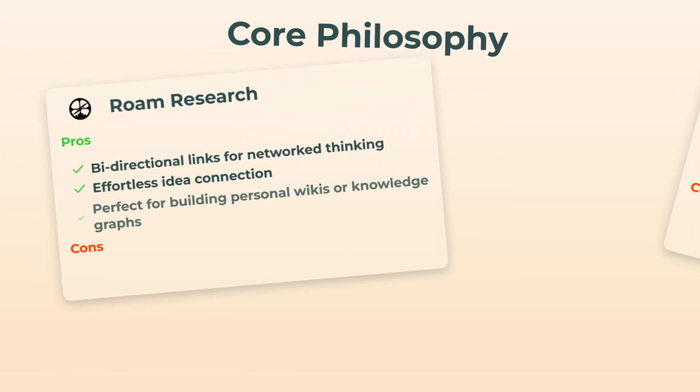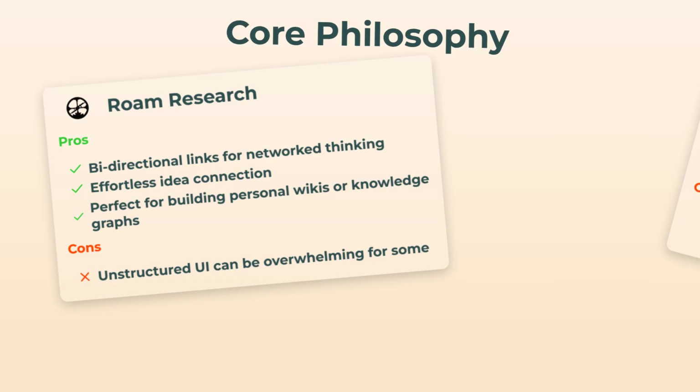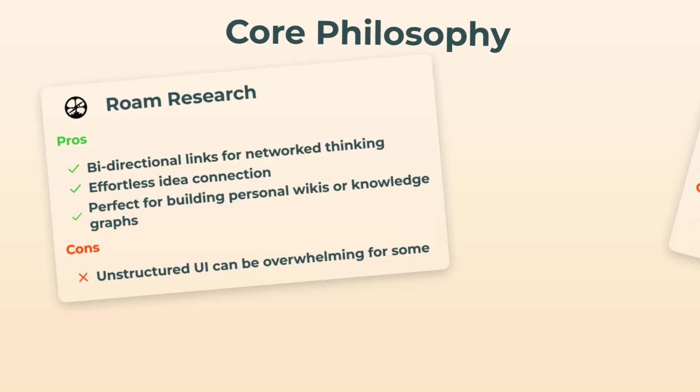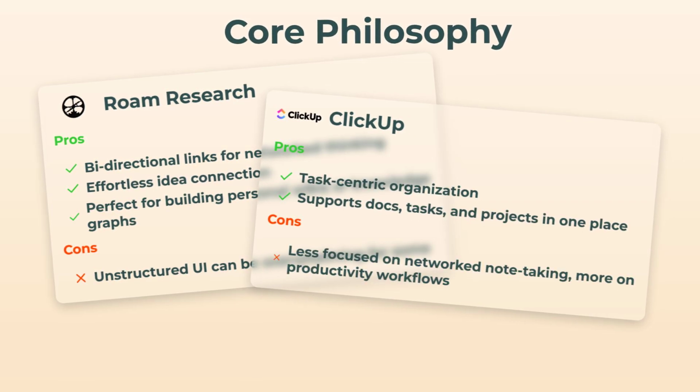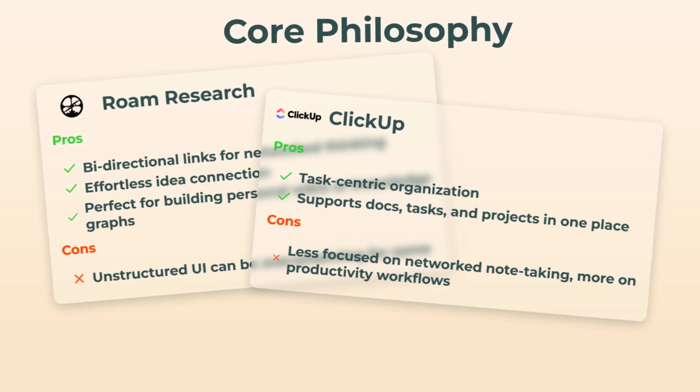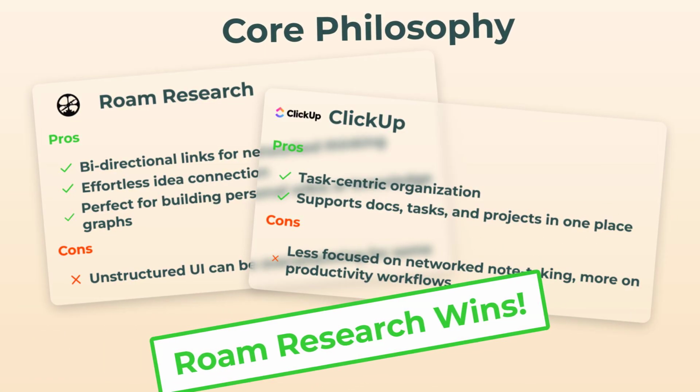Roam Research is all about connecting your thoughts. Like, you jot something down and boom, it can link to any other idea. It's honestly the playground for deep thinkers, or people building these crazy interconnected wikis. But hey, it can feel a little chaotic if you're used to structure. Now, ClickUp, it's the all-in-one hero. You get tasks, docs, projects, everything in one dashboard, and much more order. But yeah, it's definitely less about building a networked note system, more about productivity muscle. If you love connecting ideas, Roam feels special here.